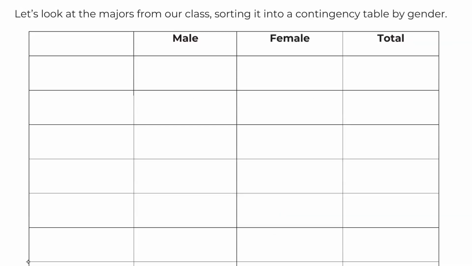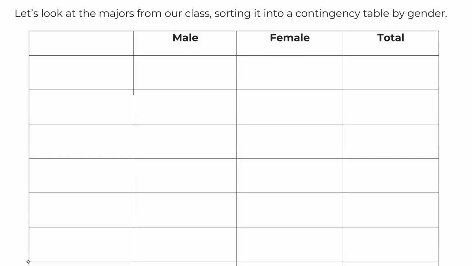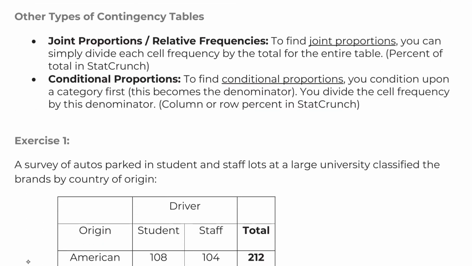We will make this one here, sorting our class out by gender and major. But I need that data first. So that's why I have that link to the StatCrunch survey at the beginning. And we'll just jump down to our other types of contingency tables really quickly.